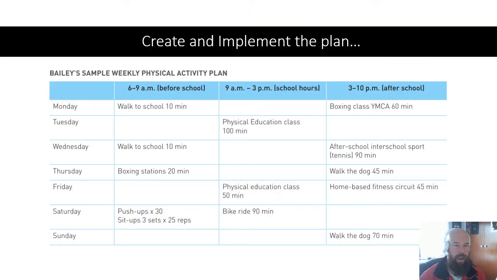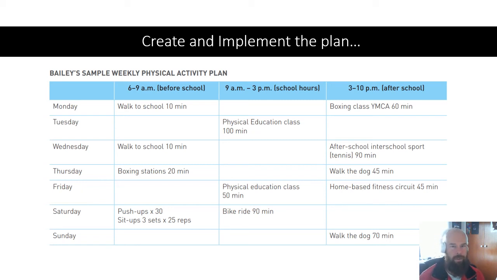So, creating and implementing your plan. Here is an example of a student, Bailey. He's broken it down into a few sections. So he's got his before school, he's got his school hours, and he's got his after school. Looking at the information here in the table, and this question is on page 177. There's a couple of questions there, but have a look at this information.